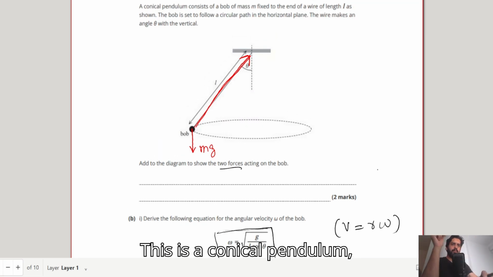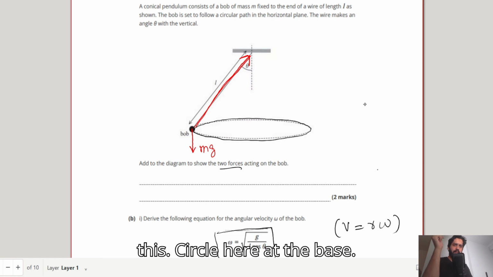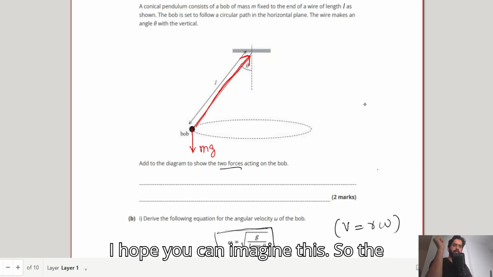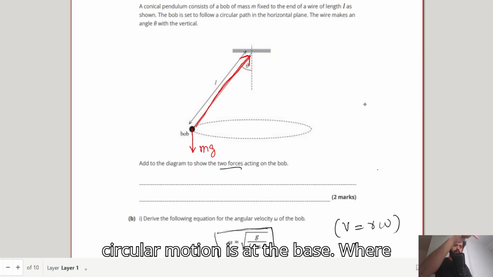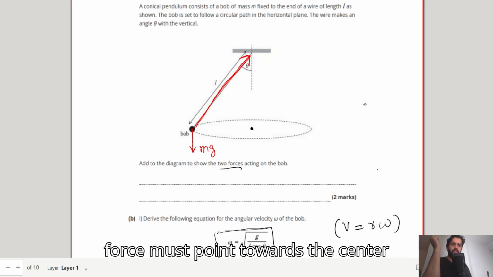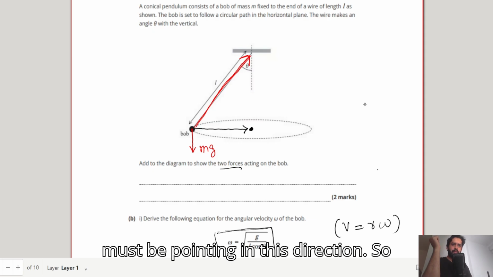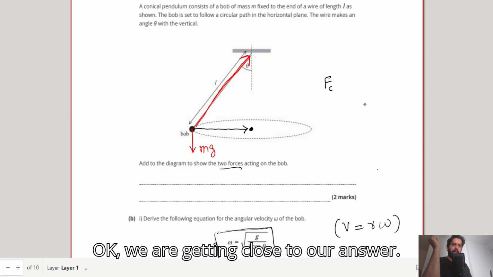This is a conical pendulum, which means that the bob is going in this circle here at the base. I hope you can imagine this. So the circular motion is at the base. Where must be our centripetal force? Centripetal force must point towards the center of this circle. So centripetal force must be pointing in this direction. So, okay, we are getting close to our answer.